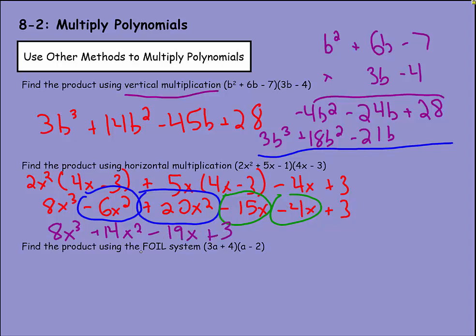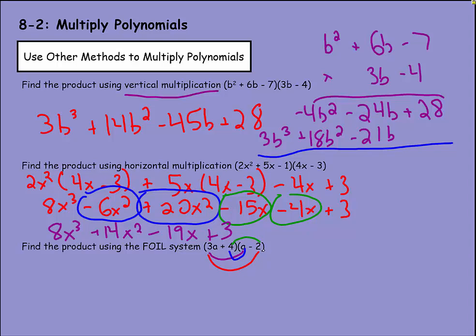Now we're going to find the product using the FOIL system. The FOIL system is very similar to the horizontal. FOIL stands for front, outer, inner, and last. Front, outer, inner, and last, if you want to write that down. So basically you have the front, you have the outer ones, or the ones on the outside, you have the inner ones, or the ones on the inside, then you multiply the last ones.